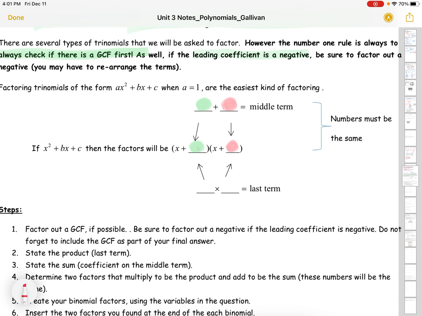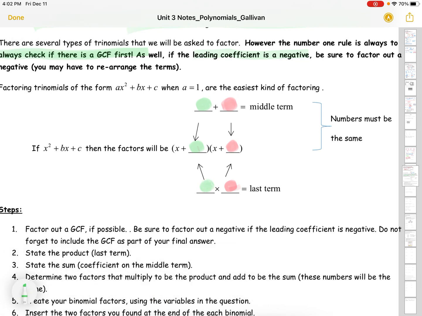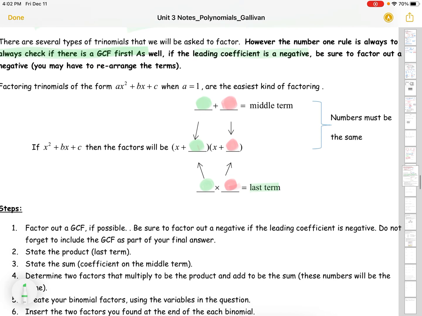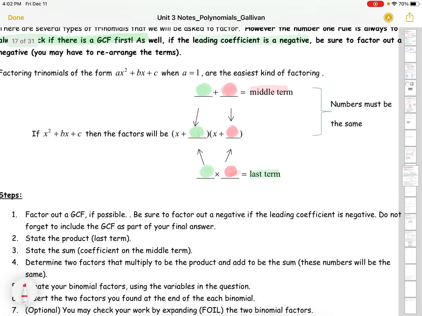And then the other thing is that those two terms will multiply to give you the last term, okay? Let's see how that works. 4 times 3 multiplied together gave us 12, right? So our middle and our last term come from the two latter terms in the binomials, okay? So we're going to use that pattern to help us factor.